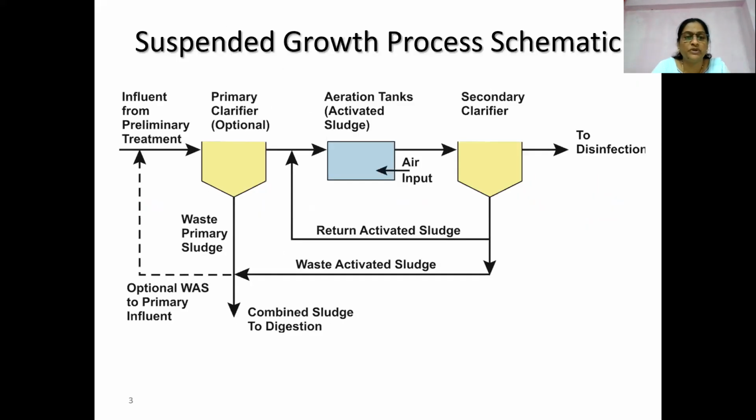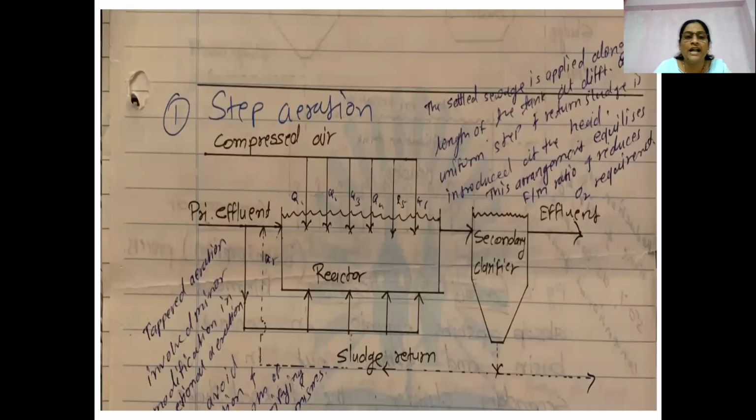In this process, the return sludge is mixed into the aeration tank at the start, or at the head, of the aeration tank. At one spot we are adding the entire sludge, and aeration is performed in the entire aeration tank. This is the conventional process, where we add the sludge at one spot.